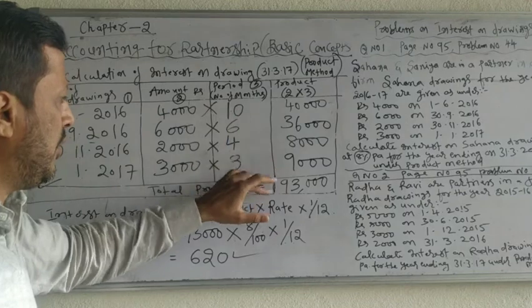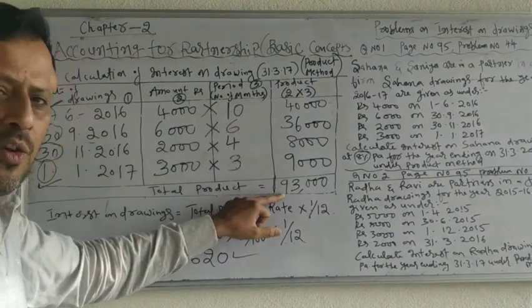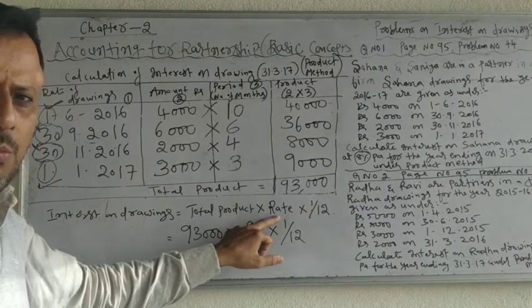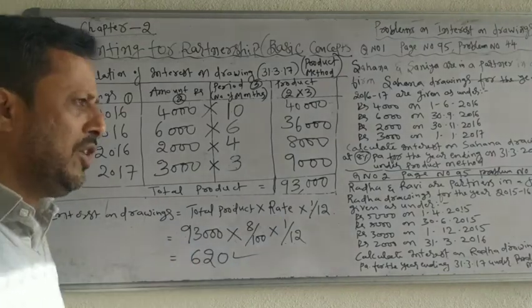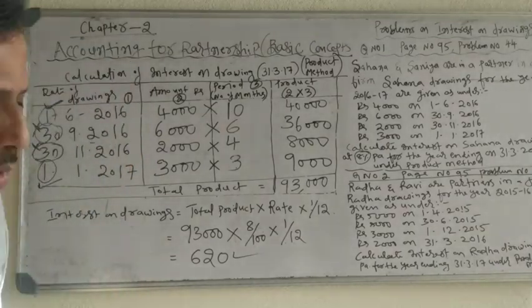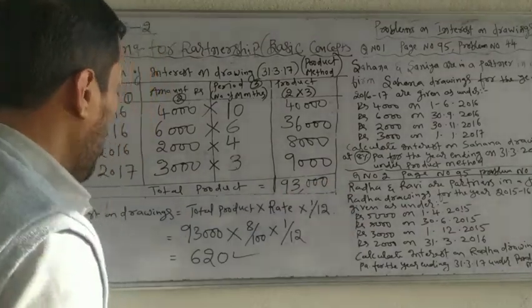So the scheme will be in this form. That is, for the calculation, 4 marks. For this interest on drawings, 1 mark. Interest on drawings formula, 1 mark. And for this calculation, 1 mark. Totally, you have 6 marks. Now we will go to the second problem.